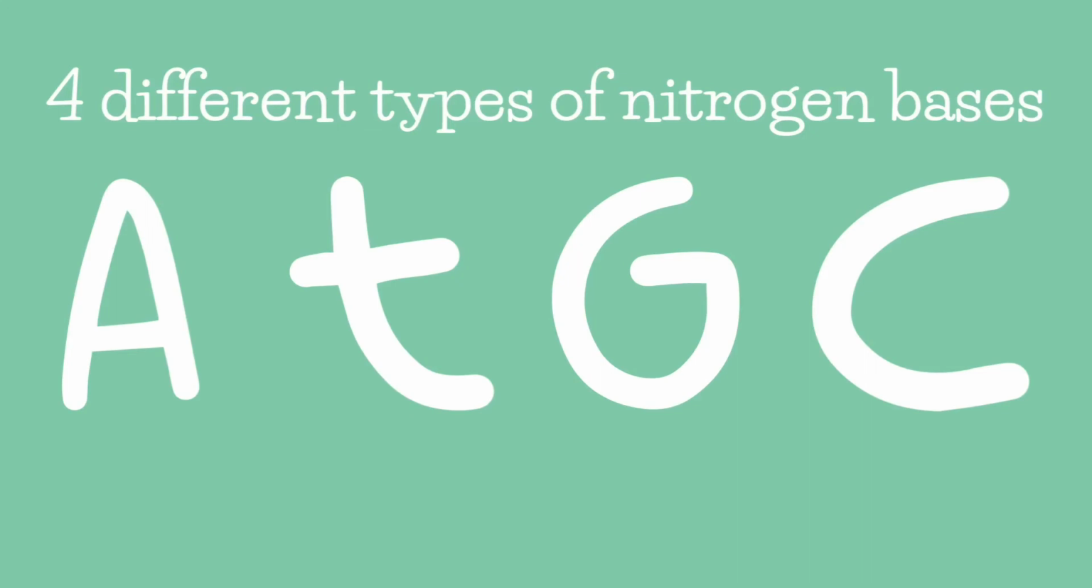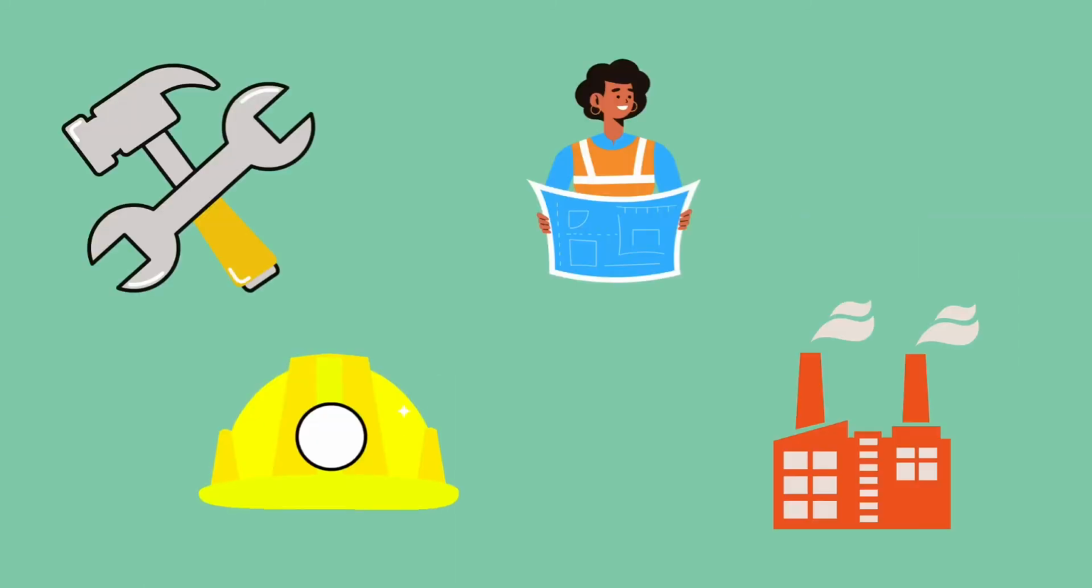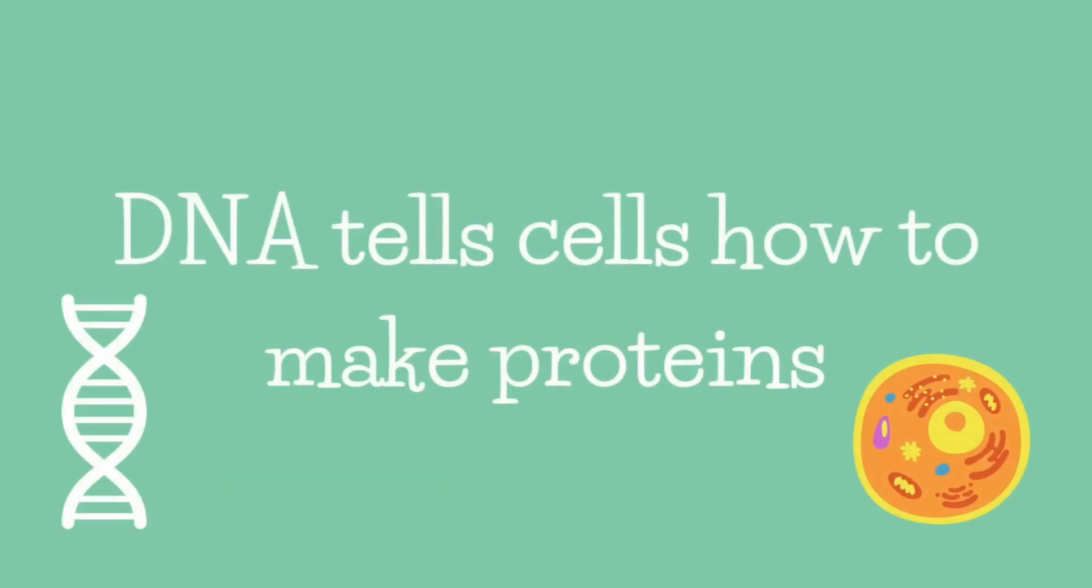The order of these bases spell out the recipe or instructions for who we are by telling our cells what type of proteins to make. Proteins are basically like the all-purpose construction material for life. Each individual cell acts as a mini factory making the right type of proteins, and DNA, thus, is acting like a blueprint that tells your cells which proteins to build where and how to make them.